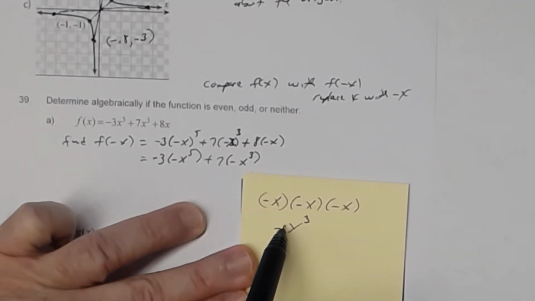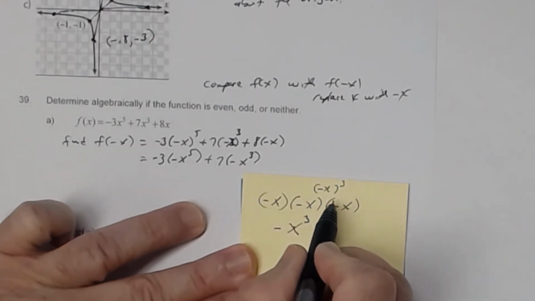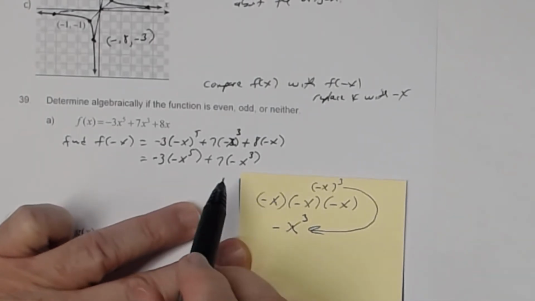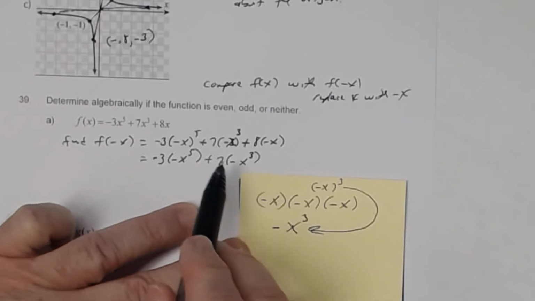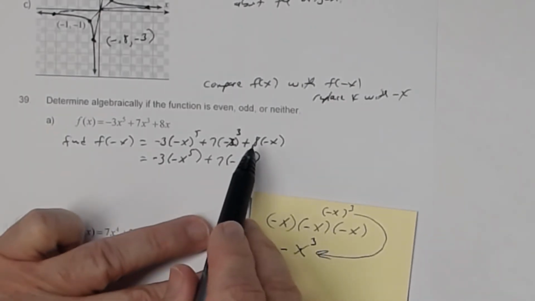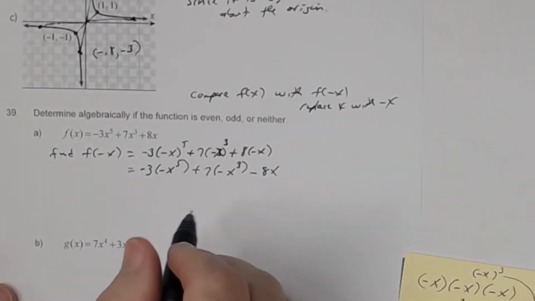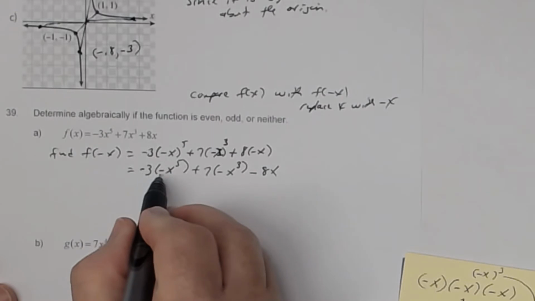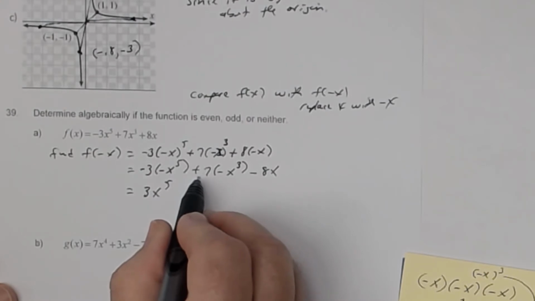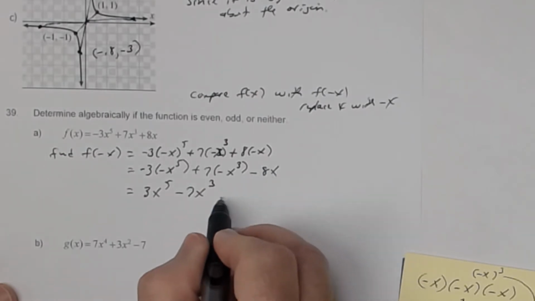Okay? So negative x to the third power is equivalent to negative x cubed in this form. And that's what this is. Same thing here. So if I had done that 5 times, you'd have had negative x to the fifth. And then this one's easy. Positive 8 times a negative x is a negative 8x. Okay, now let's simplify this further. A negative 3 times a negative x to the fifth is a positive 3x to the fifth. A positive 7 times a negative x cubed is a negative 7x cubed. And then we have negative 8x.